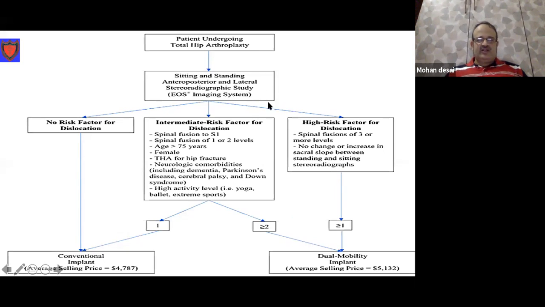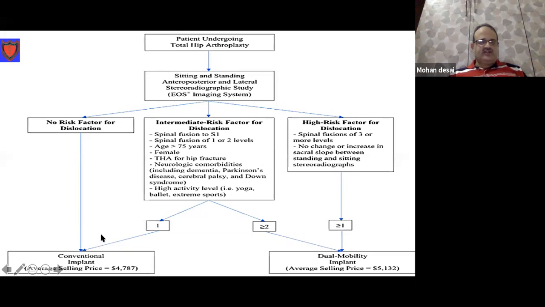There is a small algorithm which I would like to tell you. If you have a total hip replacement, in sitting and standing position, you take an AP view. AP, I already told you the templating. In the lateral X-ray, you see whether there are no risk factors, intermediate risk factors, or high risk factors. If there are no risk factors, you can go ahead and do a conventional implant, and there is no problem.